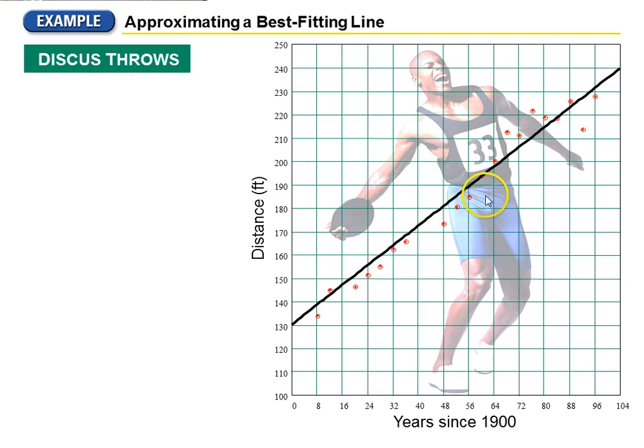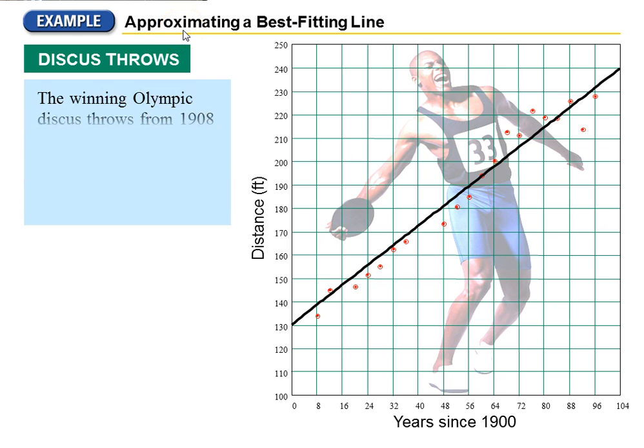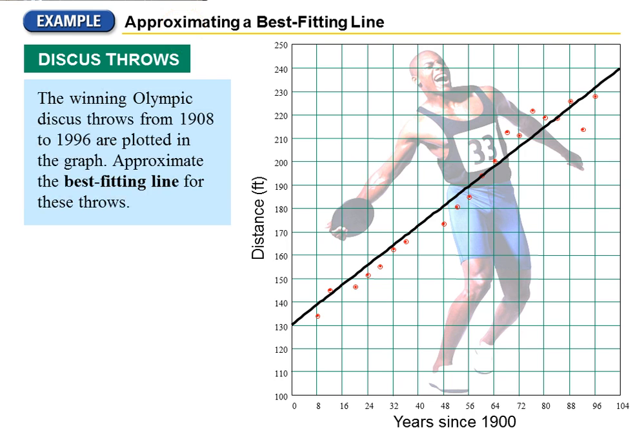So here is some data, not the same data we were working with before. This data is plotting the distances of the discus throws in the Olympics from 1908 to 1996. In 1908, which is years since 1900, it was approximately 132 or something like that. I'm not exactly sure where that lies, but it's somewhere between 130 and 140, probably about 132, 133. And all this data shows the distances from all those Olympics. Each one of these red points is a data point from those Olympics.